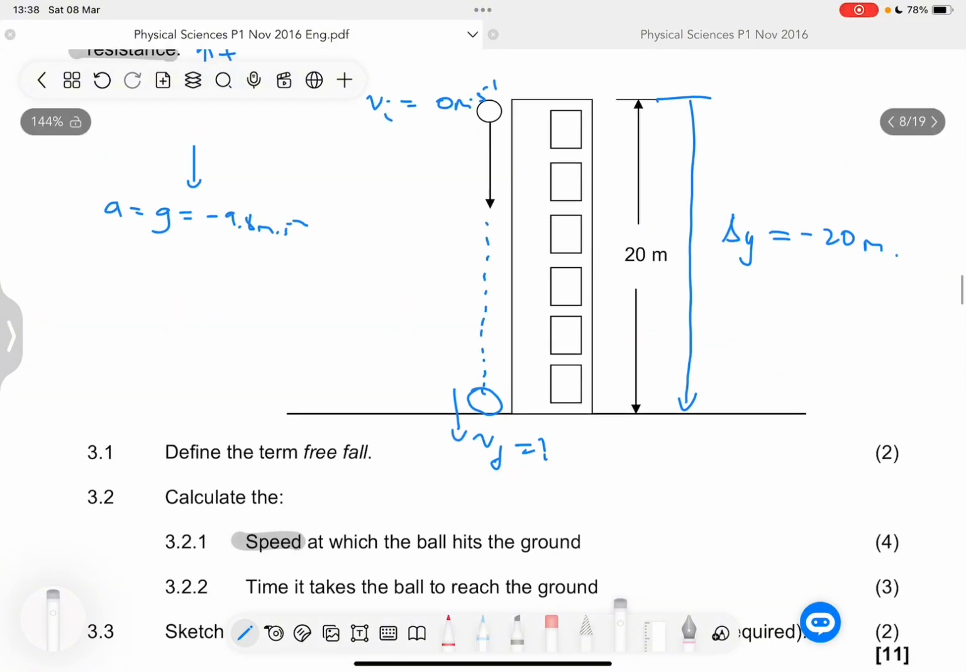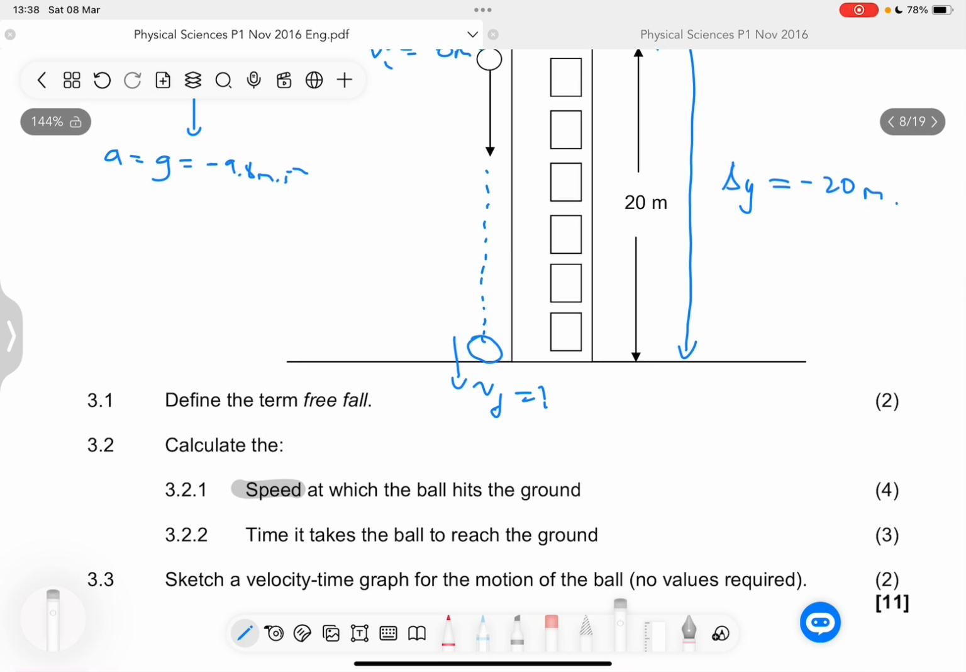Now I'm ready to then answer question 3.2.2, which requires us to calculate the time it takes the ball to reach the ground.